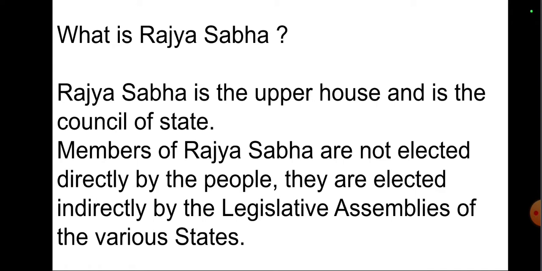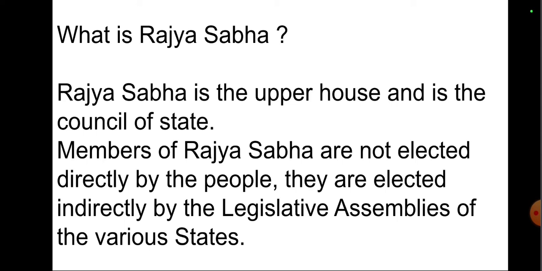So in case of Rajya Sabha, it is the upper house and the council of state. As we see in the name, Rajya is the state, so it is the council of states, the upper house. Members of Rajya Sabha are not elected directly by the people. No elections take place where the people vote for the members of Rajya Sabha, as they do for the members of Lok Sabha.